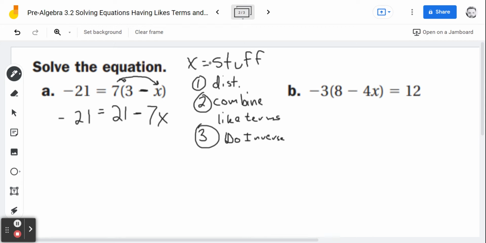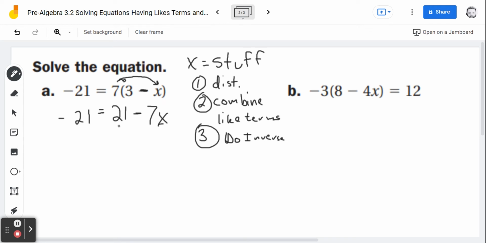I want to get x by itself. I look for combined like terms. This is always on the same side when we talk about combining like terms. Well, sometimes they're on the other side, but most of the time you're going to be on the same side. So over here, I just have a number. That's a constant, negative 21. Over here, I have a constant of positive 21, and then I have a variable of negative 7x. So there's really no terms to combine.